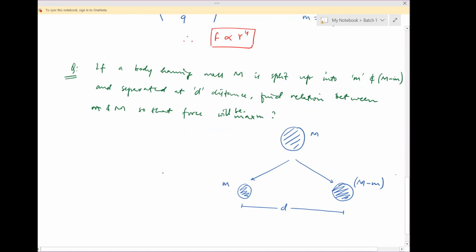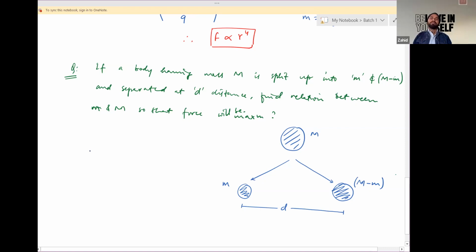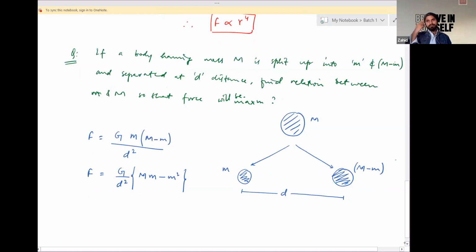Yes, sir. So we have to calculate the force in between, as force between any 2 point masses separated by distance d is G times the product of masses, m1 m2, divided by the square of their separation d square. So on simplifying, G over d square is constant. If you multiply it, it will be m times M minus m square equals this F. Is it clear? Yes, sir.